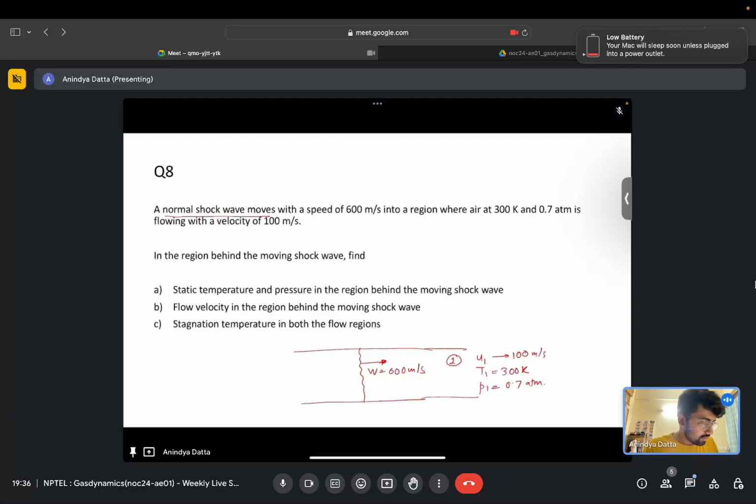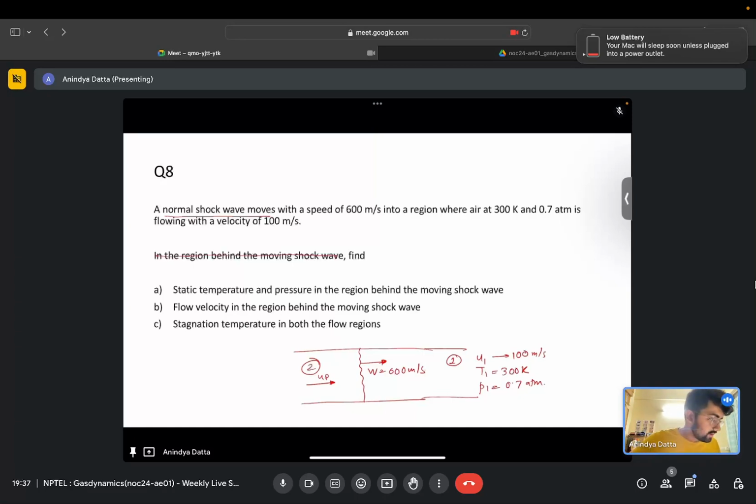Okay, so we have to find out, in the region behind the moving shock, the static temperature and pressure. So to find out the static temperature and pressure in region 2, and the flow velocity in the region behind the moving shock. As we have seen, when the shock moves, it induces some more velocity. So we have to find out what is the flow velocity behind the shock and the stagnation temperature in both the flow regions. Okay, so let's start.